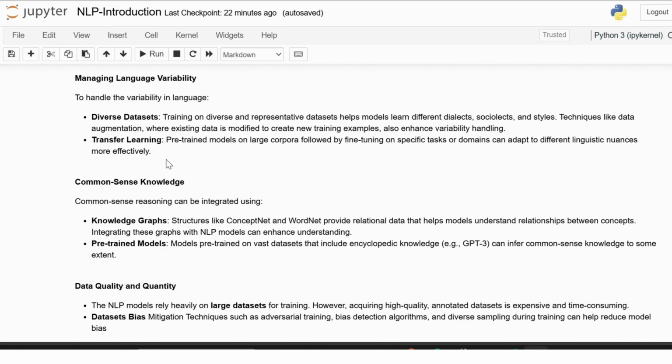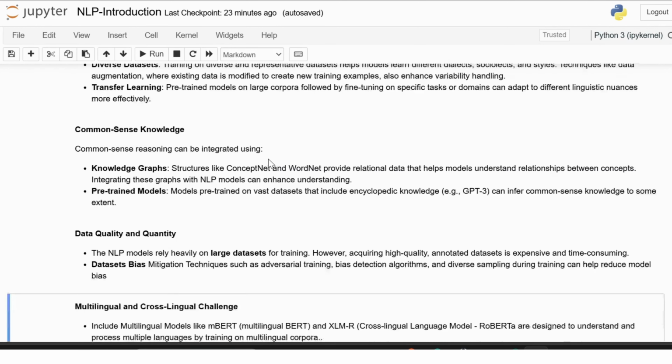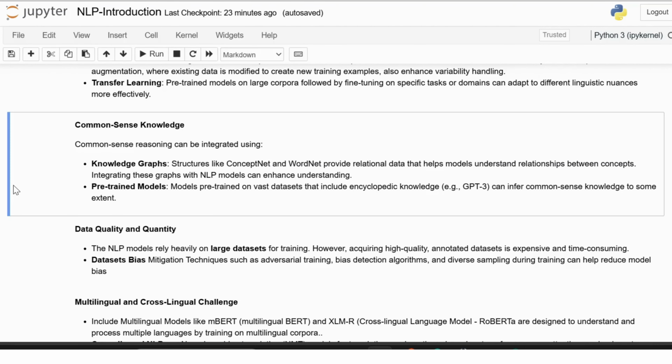The next step should be integrating common sense knowledge. Graphs structured like ConceptNet and WordNet provide relational data that helps models understand relationships between concepts. Integrating these graphs with NLP models can enhance understanding. And also, pre-trained models on vast datasets that include encyclopedic knowledge, like GPT-3, can infer common sense knowledge to some extent.